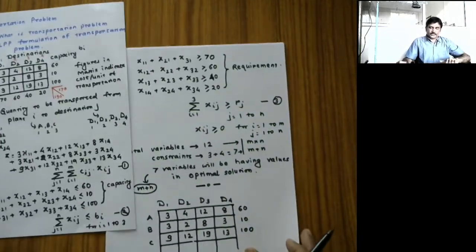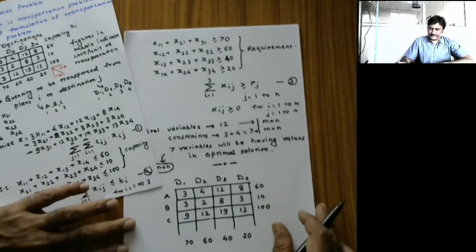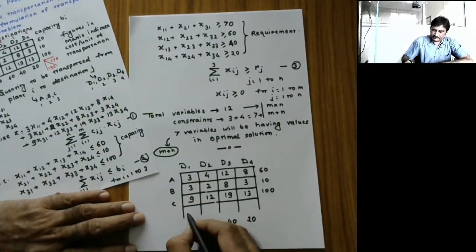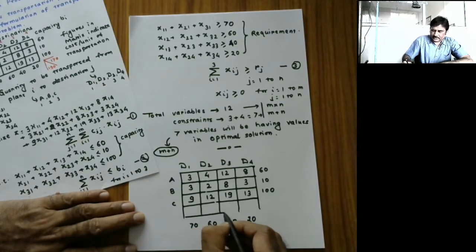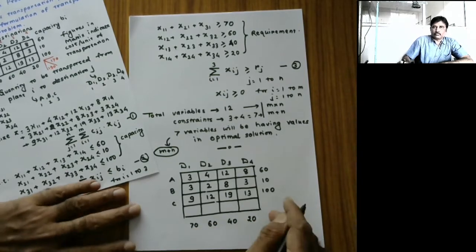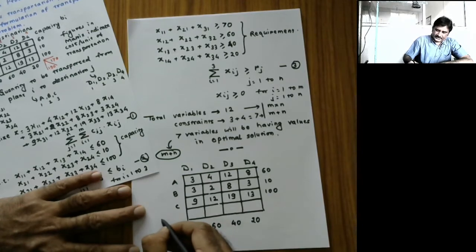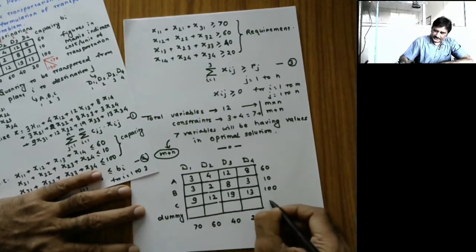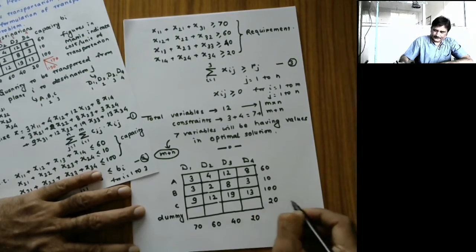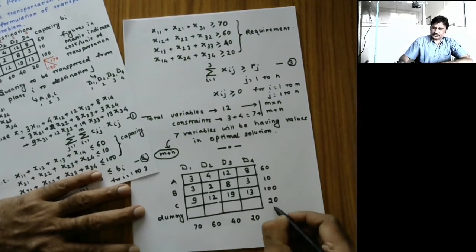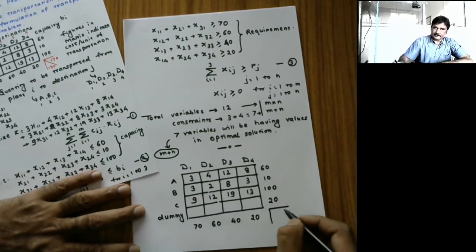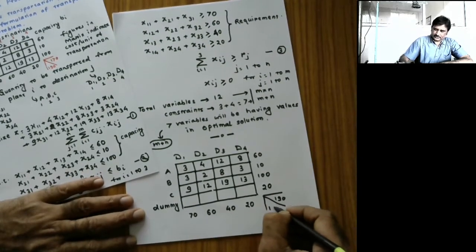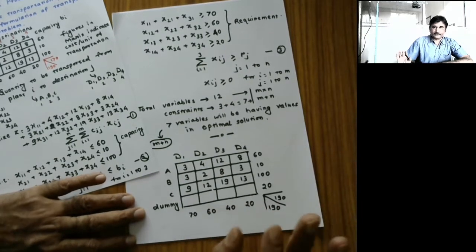So I'll be redrawing this table here, and that I have already done everything drawn here, but I will be adding one new row, and that I'll be calling a dummy plant with the capacity 20. Okay, now this total is 190 and this is also 190. Both are 190. All right, clear?